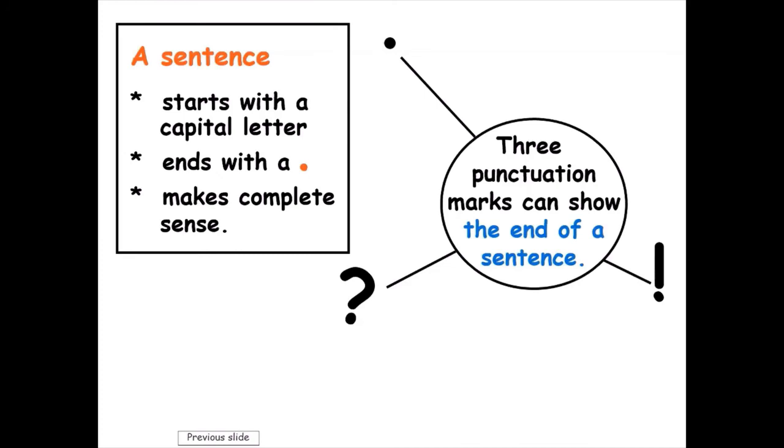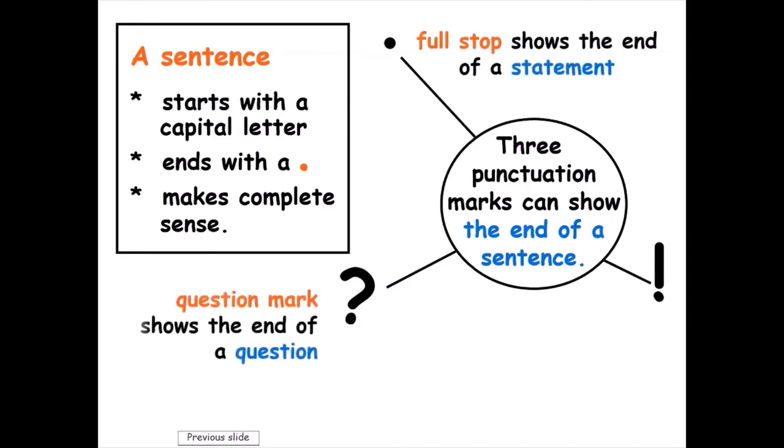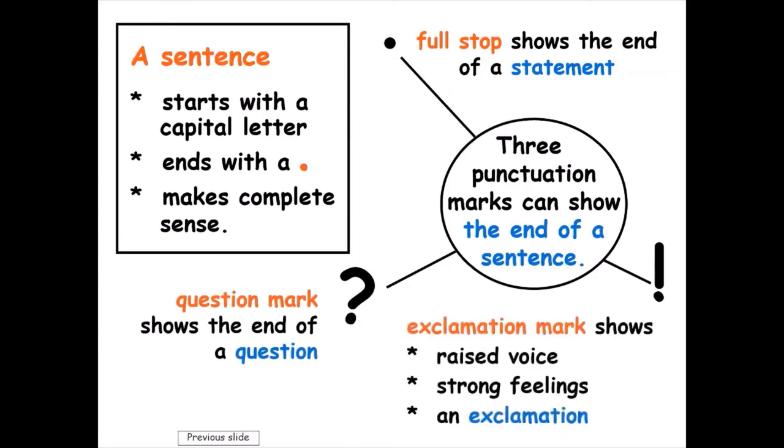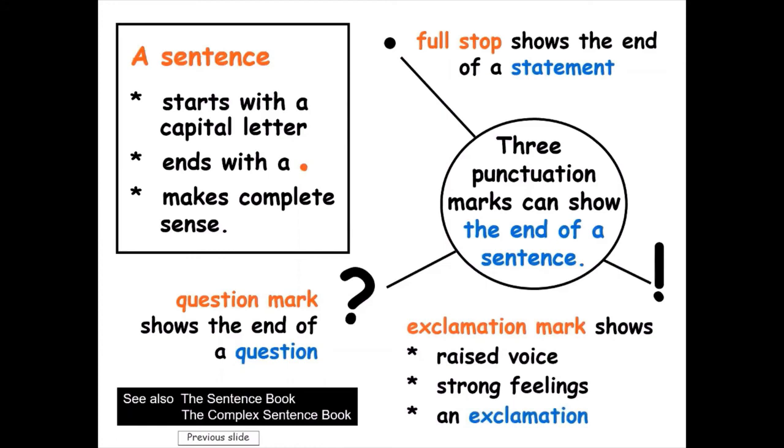Alright? Three punctuation marks can show the end of a sentence, that is, a full stop, a question mark, and an exclamation mark. Full stop shows the end of a statement, question mark shows the end of a question, exclamation marks show raised voice, strong feeling, and exclamation.